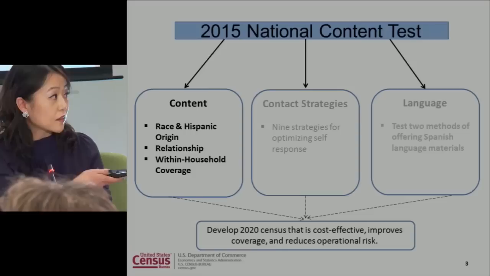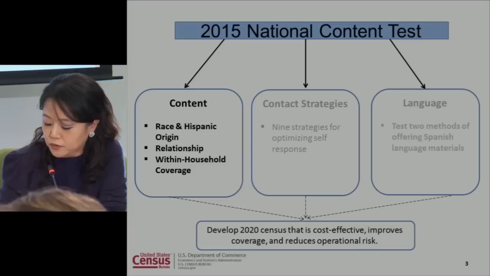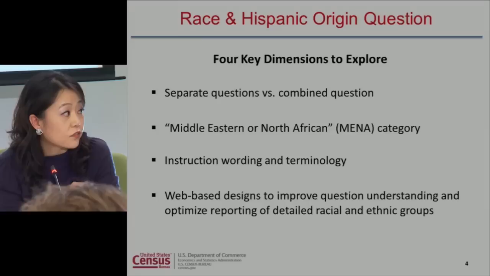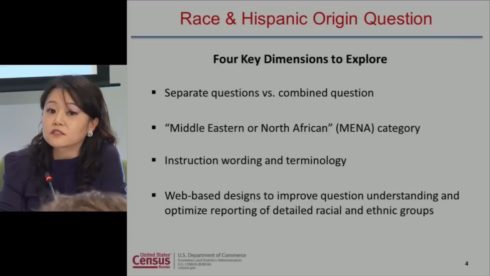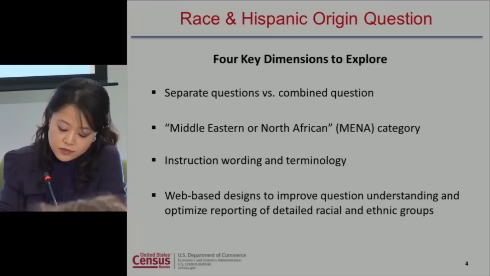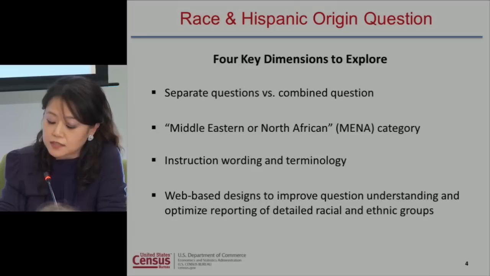Right. The NCT has three key objectives related to content, contact strategies, and language. I'd like to first focus your attention on the first, which is content, broken down by race and Hispanic origin, relationship, and within-household coverage. The NCT will be our primary mid-decade opportunity to compare different content strategies prior to making final decisions for the 2020 census content. Many of you may be aware, but as a reminder, by early 2017, the 2020 census topics must be submitted to Congress, and by April 2018, we need to submit the final question wording.